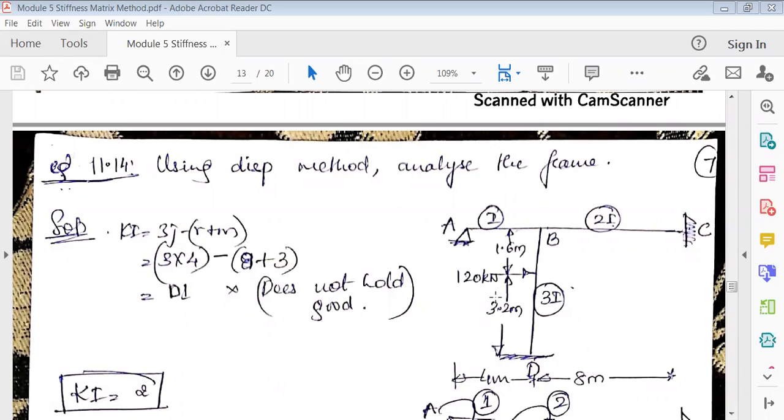Now, just by seeing the frame, you can make out whether it's a sway or a non-sway frame. In this frame, A is a hinge support, and at C there is a fixed support. If there is a fixed support in the topmost member of the frame, then it is understood to be a non-sway frame, because even if it has to sway, the fixity condition will not allow it to sway. C and D are fixed and A is a hinge support, so it's a non-sway frame.